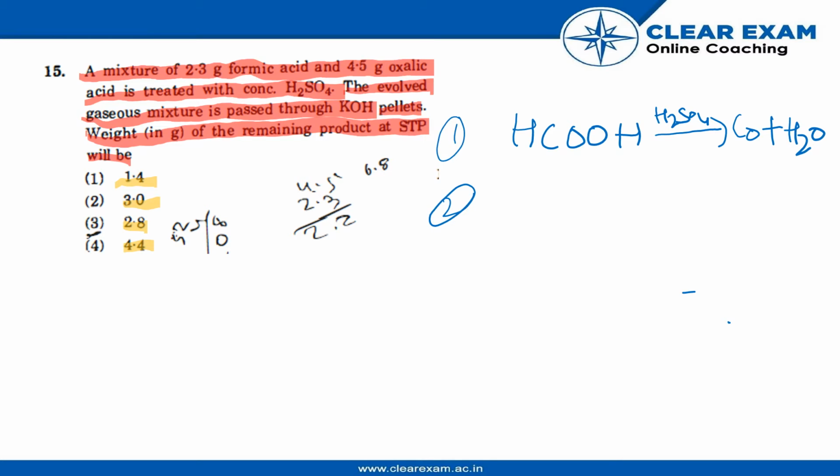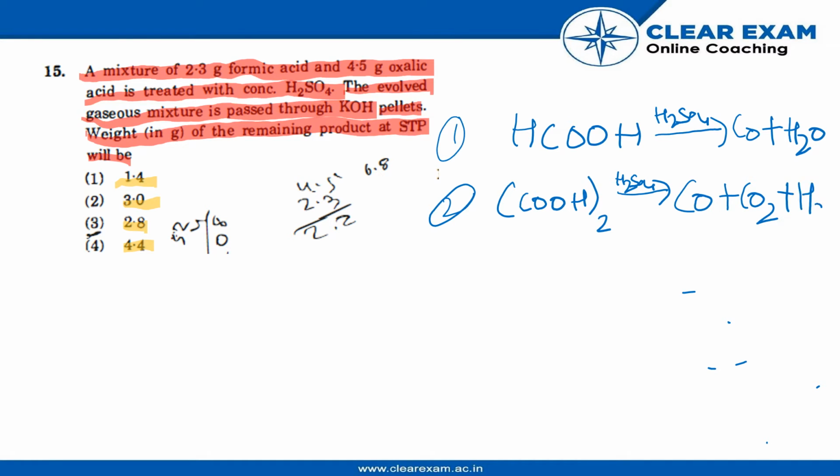Second equation will be (COOH)2, when treated with H2SO4, will give us CO plus CO2 plus H2O. Now concentrated H2SO4 is a strong dehydrating agent, as we all know that.